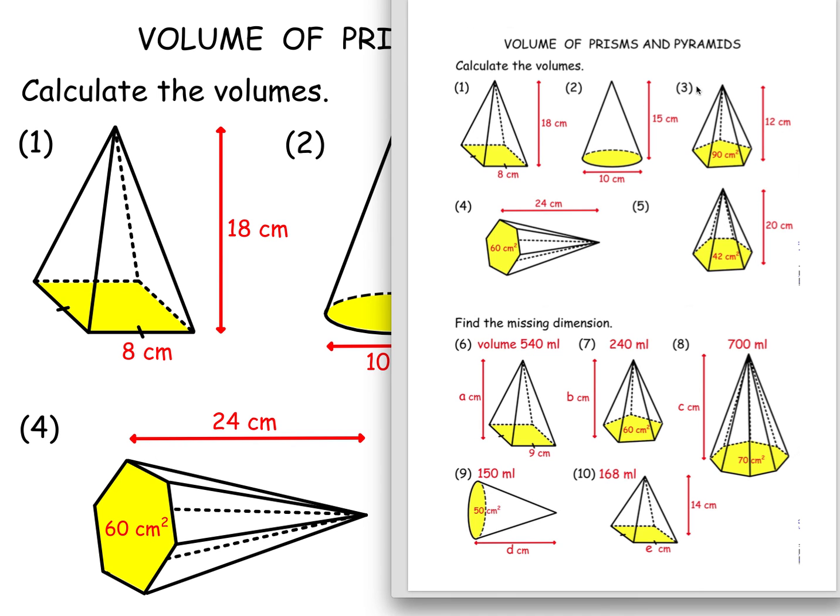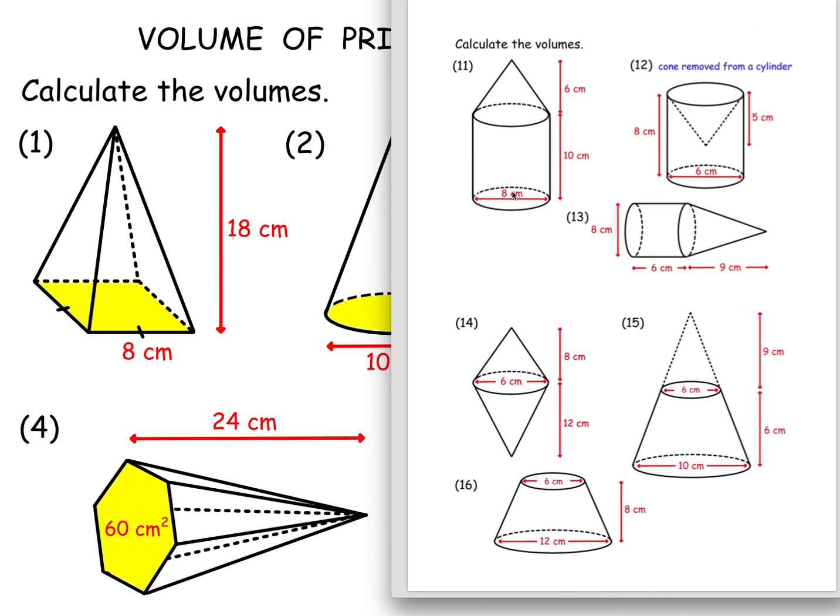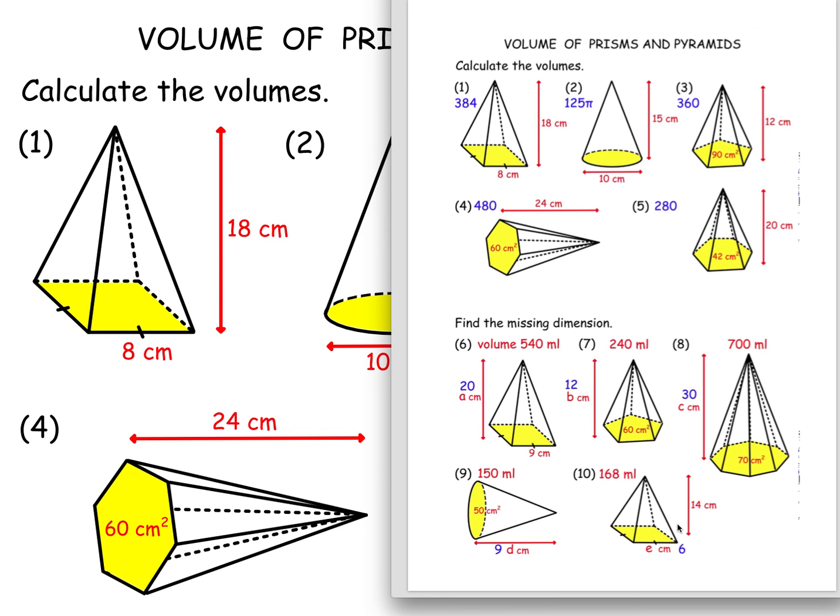And then it'll have questions where it's composite shapes. So here, for example, a cylinder and a cone put together, cylinder with a cone missing, 2 cones stuck together, and ones that you just saw, a big cone with a little cone chopped off the top. And it'll have the answers with them.